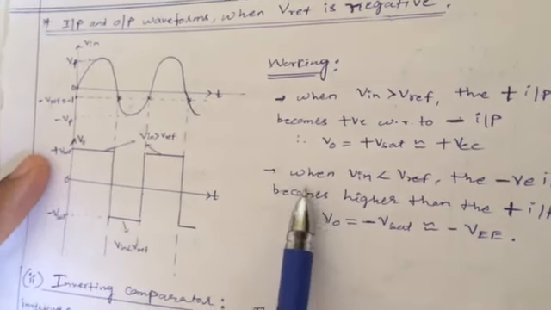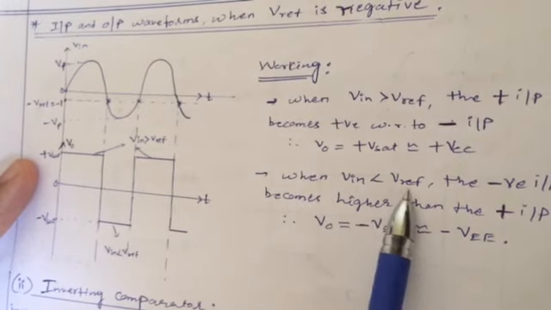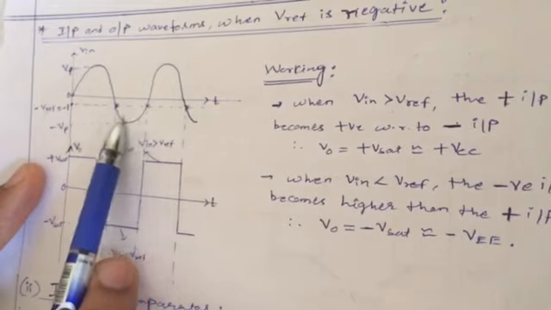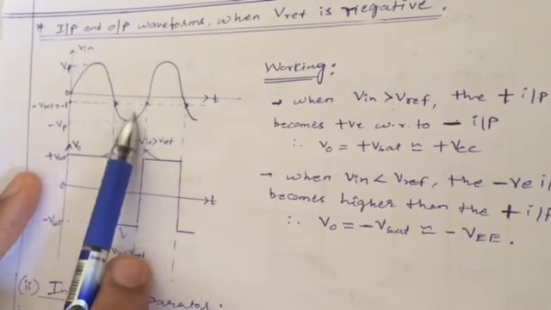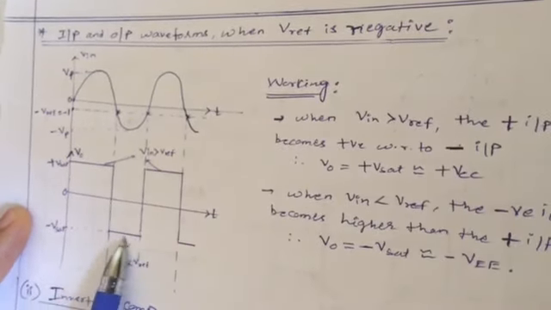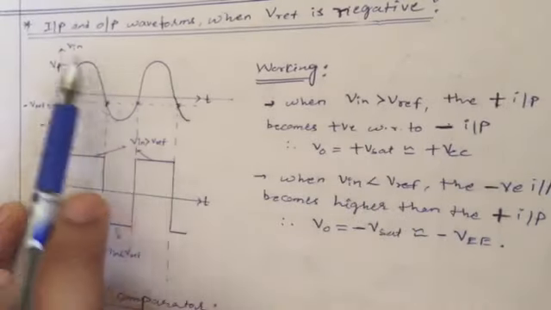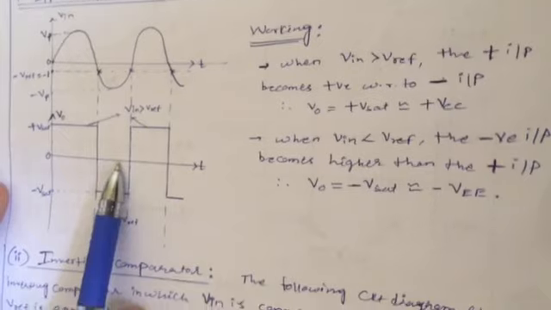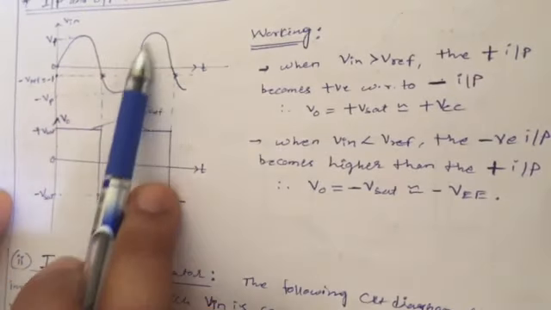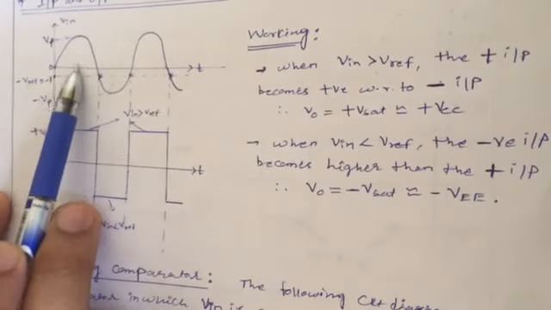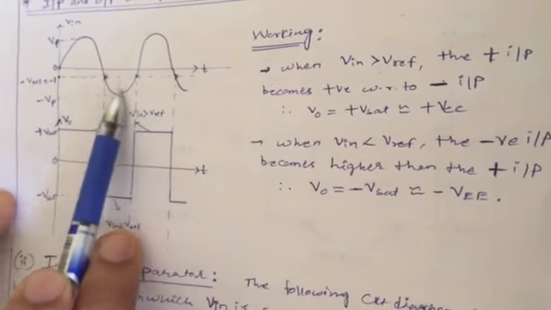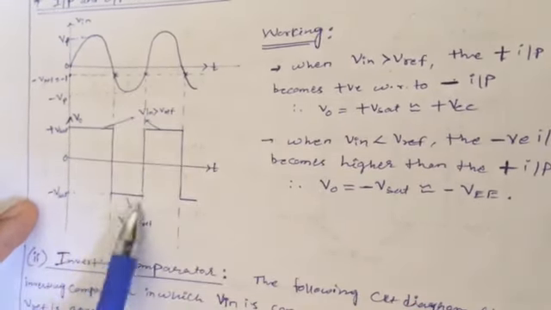So what is the second case? The second case is when Vin is less than V reference. That is this, students. This is the place where Vin is less than V reference. In this place, my output jumps to minus V sat. So this is the working of the non-inverting comparator when V reference is negative. Now let us draw the input-output waveform. We already explained how to draw this. When Vin is more than V reference, my output jumps to plus V sat. When Vin is less than V reference, my output jumps to minus V sat.